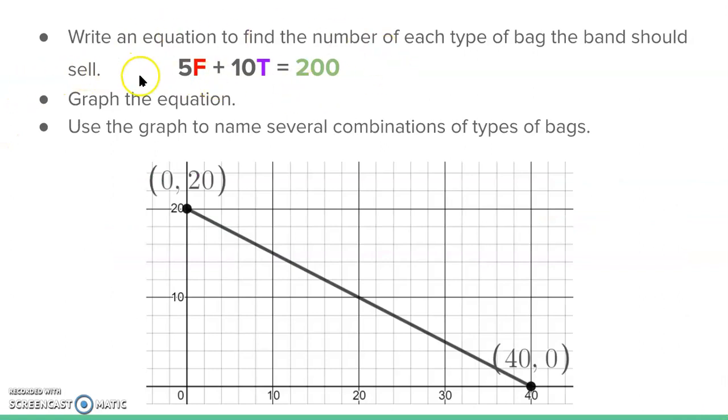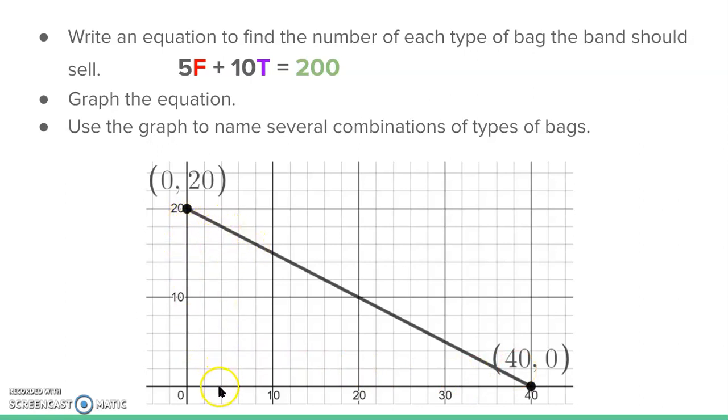So I've written an equation to represent the situation. I've graphed that equation. Now let's use that graph to name several combinations that work. I already know if I have 0 5-pound bags, I need 20 10-pound bags. And I know that if I have 0 10-pound bags, I need 40 5-pound bags. But what other combinations work? Let's look throughout the graph and find some nice easy ones.